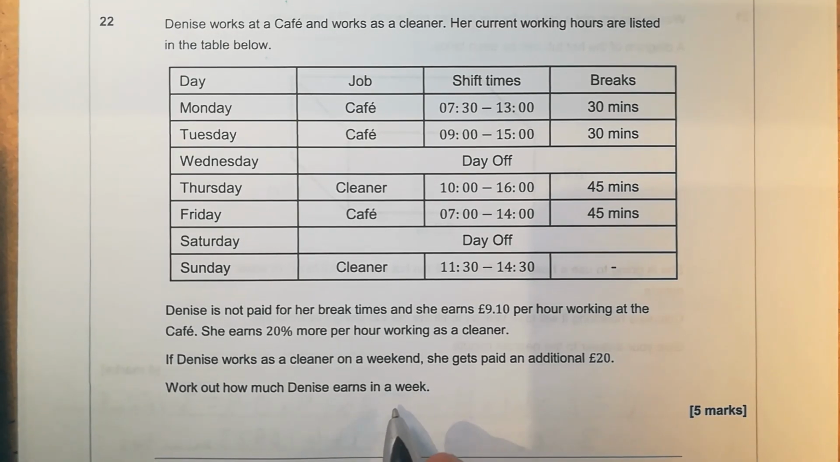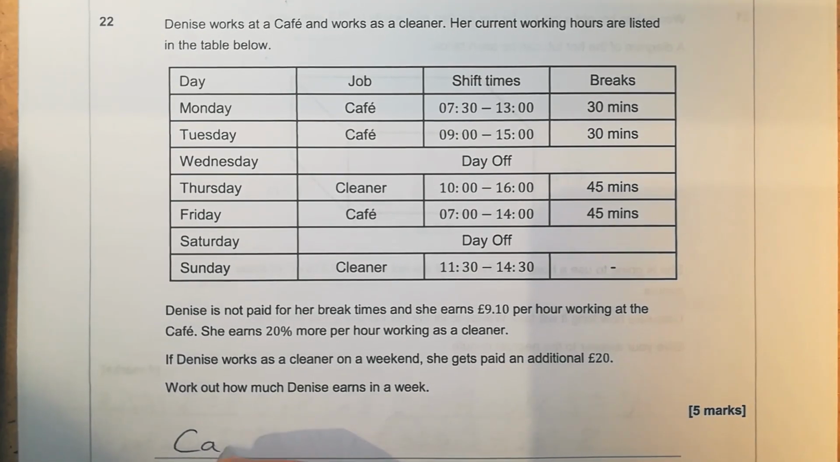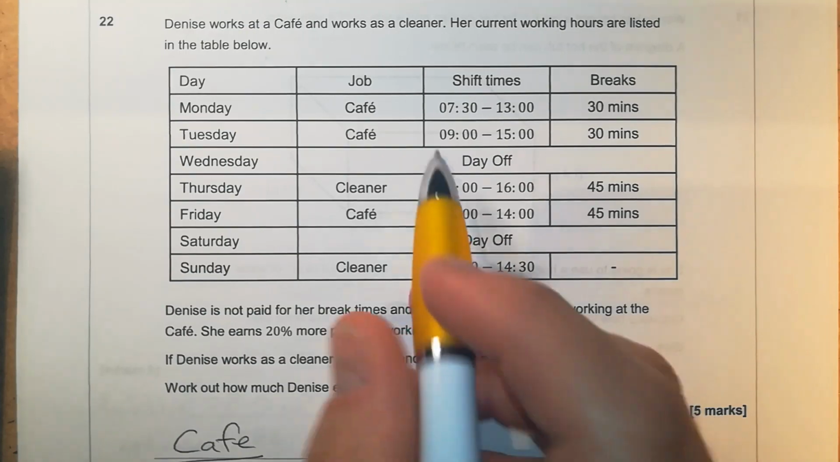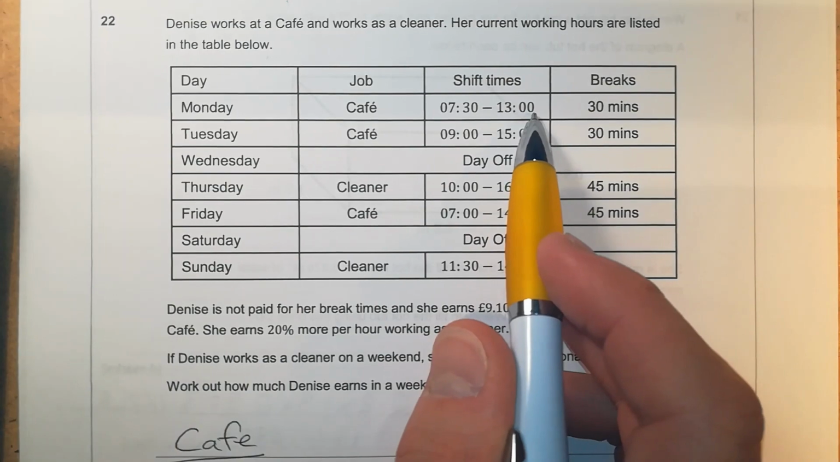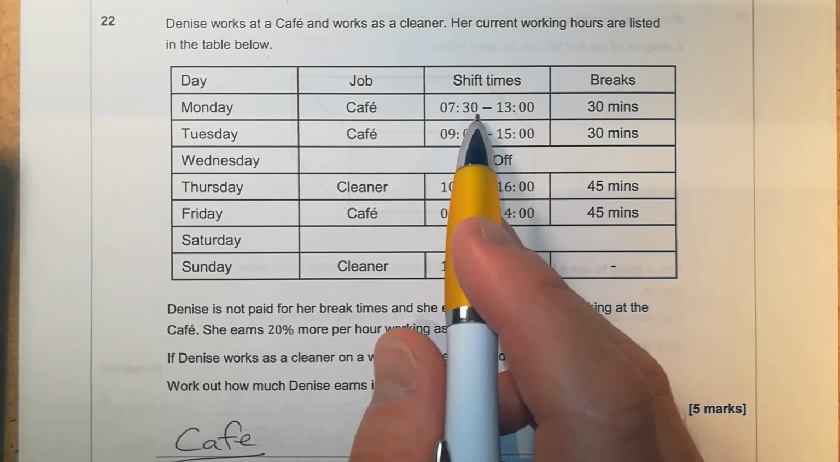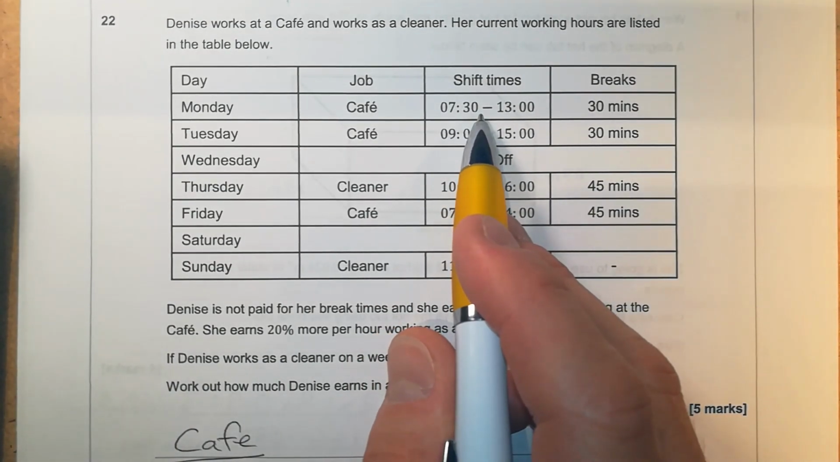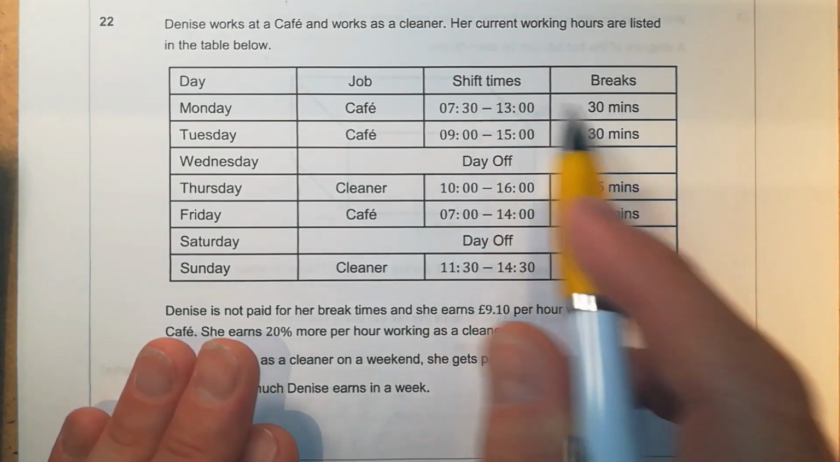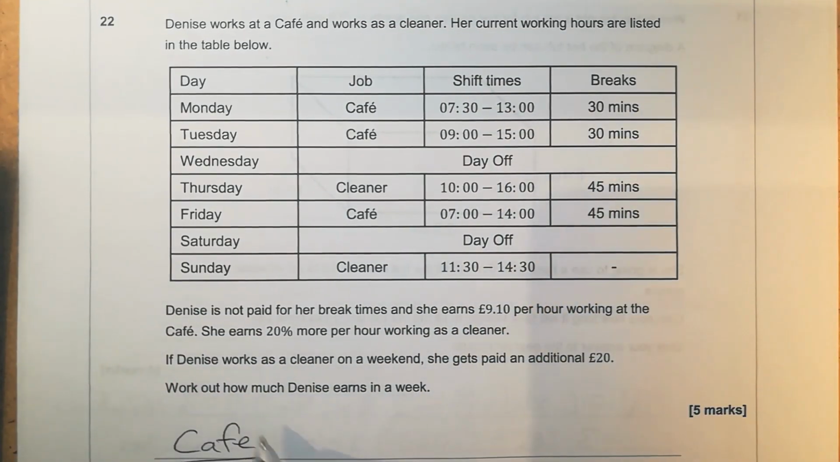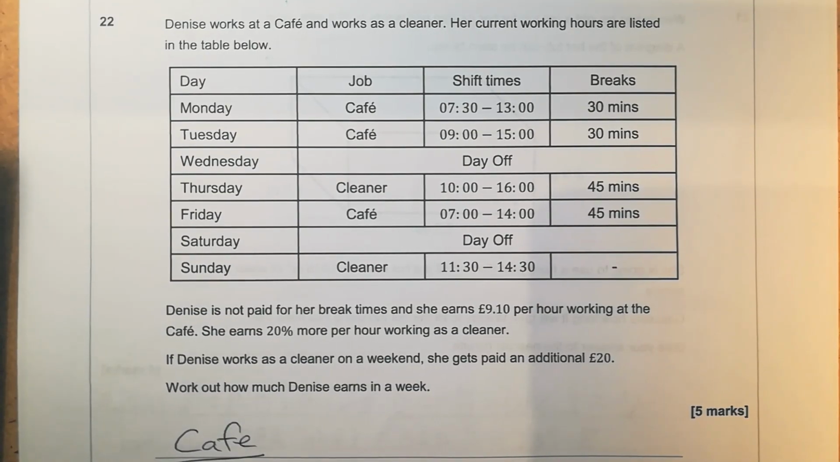Okay, well, I'm going to split this up into jobs, I think. So let's say her cafe jobs. Well, on Monday, she works from 7:30 to, well, they're doing it as 1300. So, well, 7:30 would be 1 hour to 8:30, 9:30, 10:30, 11:30, 12:30. And the break would take us up to 13. So it's 5 full hours.